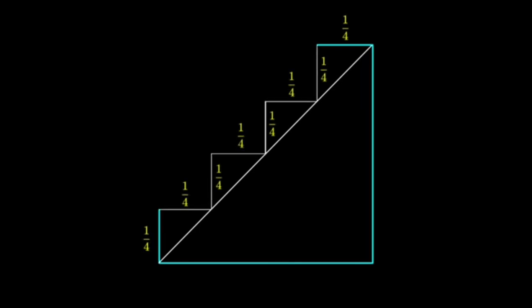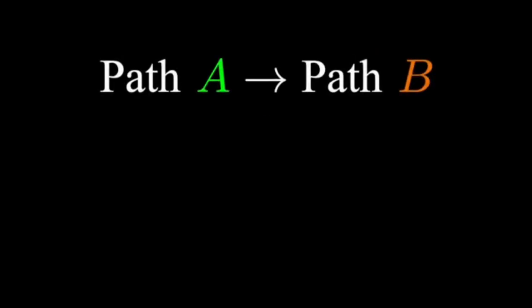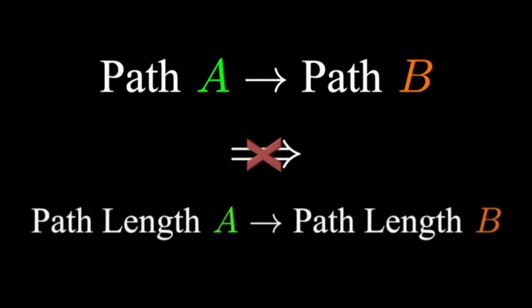And our path approaches the path of the diagonal. So, should we conclude that the length of this diagonal is 2? And the answer is, of course not. The problem with this is that just because one path approaches another, it doesn't mean that the length of the path approaches the length of the other. How can we mathematically show this?